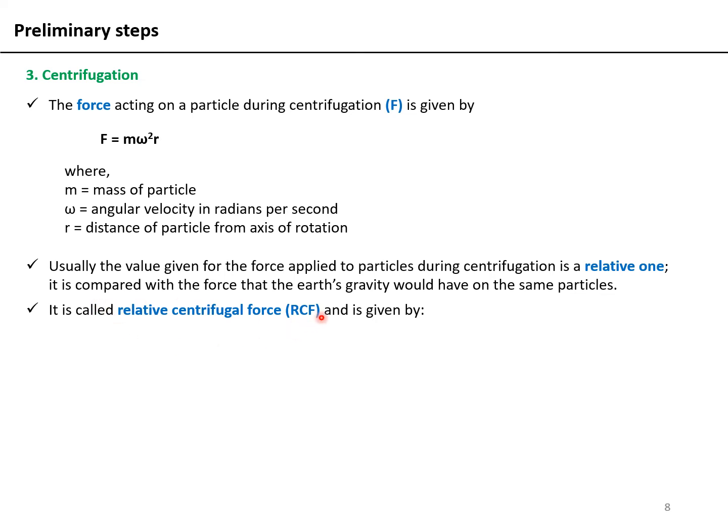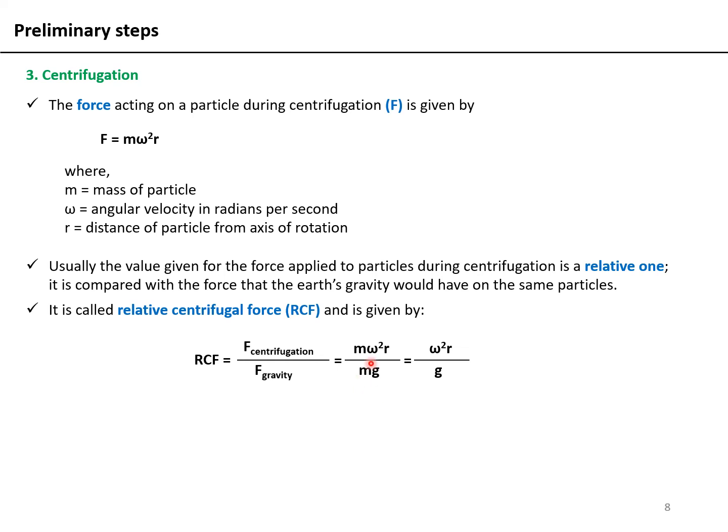So that is the relative centrifugal force, which is the ratio. Okay, fine. Let's go through the formula. It is given by centrifugation force divided by force of gravity. So it is a ratio of the force that is acting on the particle as a result of the centrifugation process to the force that the Earth's gravity would be exerting on that particle.